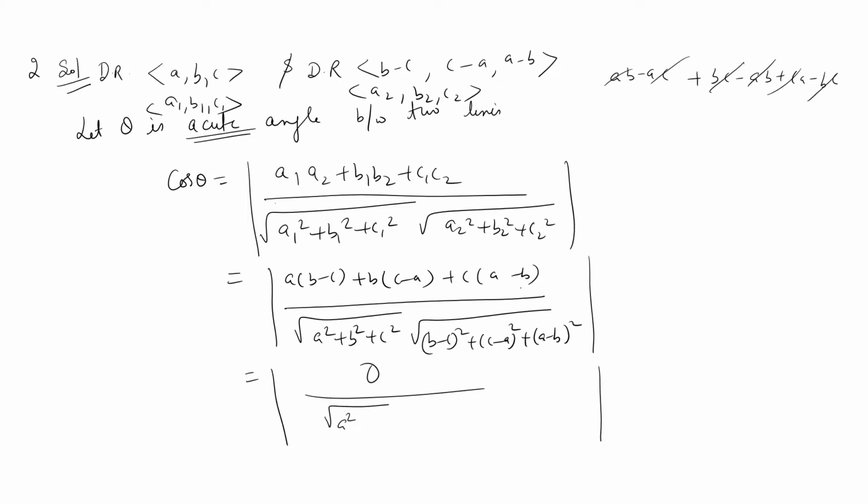So cos theta is turning out to be 0. Which angle do we get when cos theta is 0? Cos theta is 0 at cos 90. So theta here is 90 degrees.